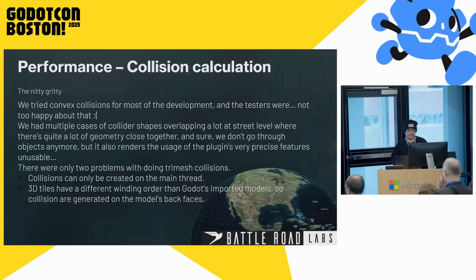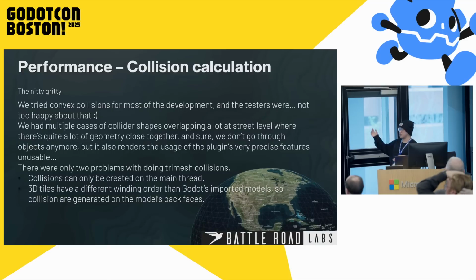We have multiple cases of collider shapes overlapping a lot at street level where there's a lot of geometry close together. And sure, we don't go through objects anymore, but it also renders the usage of the plugin's very precise features unusable. So the only two problems with tri-mesh collisions are that collisions can only be created on the main thread, and that 3D tiles have a different winding order than Godot's imported models. So collisions are generated on the model's back faces. So essentially, you can go right through the earth, but you can't come back because the collision gets generated on the back faces. That's great.